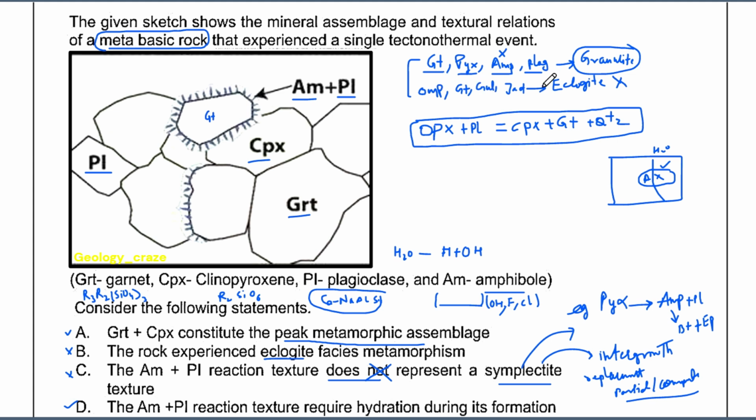To make a reaction around a garnet, we need OH, and that is why this reaction took place. We get a rim, or replacement, around a garnet. So I think this amphibole concept is clear now. This is not the original amphibole; it is formed after the garnet and CPX reaction took place.